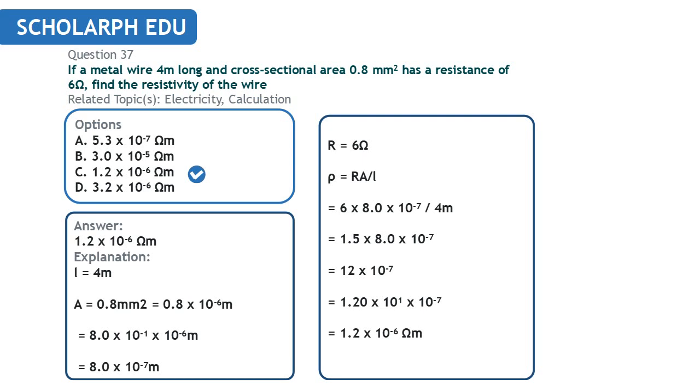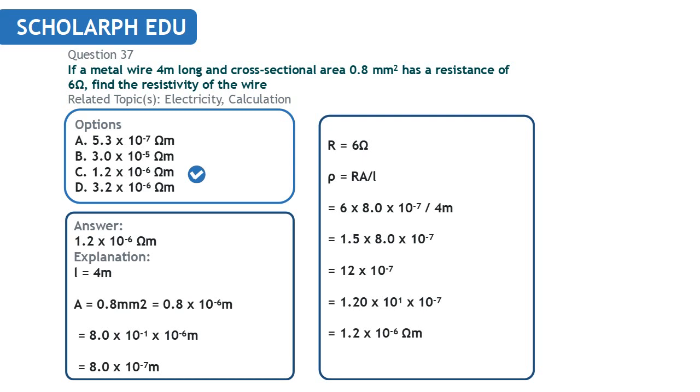The resistivity is going to be equal to the resistance times the cross-sectional area divided by the length. Okay, so we have resistance 6 times area 8.0 times 10 raised to power minus 7 divided by 4. So we are simply going to divide only this 6 by 4. So you just say 6 divided by 4, that is 1.5. So you now have 1.5 times 8.0 times 10 raised to power minus 7.